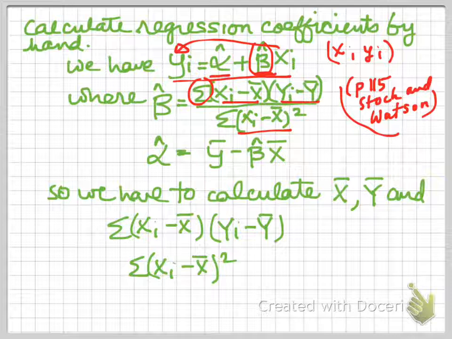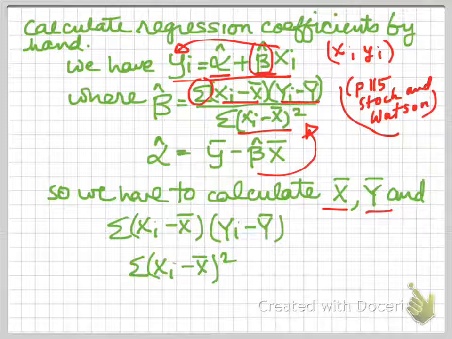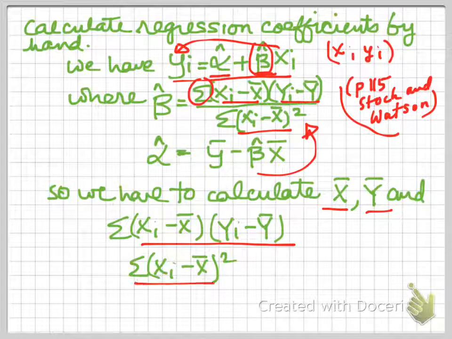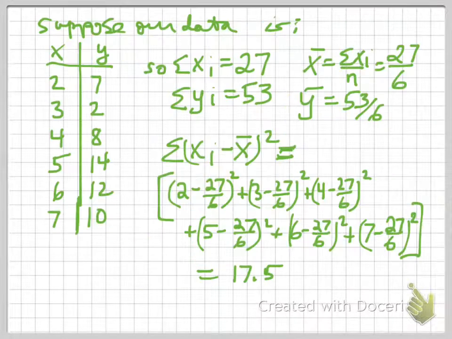And then for alpha hat, we have alpha hat equals y bar, that is the mean of y, minus beta hat that we've just calculated up here, times x bar, the mean of x. So we need to calculate the mean of x, the mean of y, the summation of xi minus x bar times yi minus y bar, and we need to calculate the summation of xi minus x bar squared. So let's go ahead and do that with some numbers.